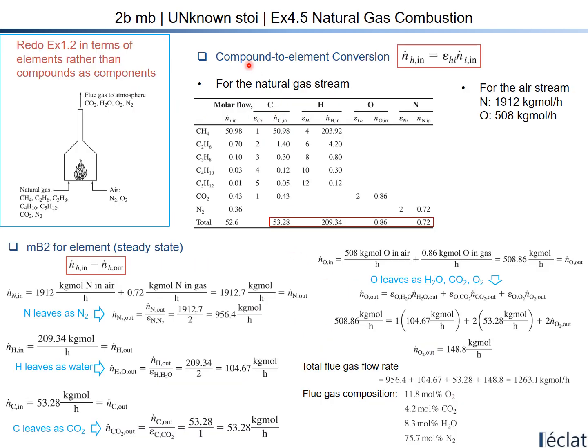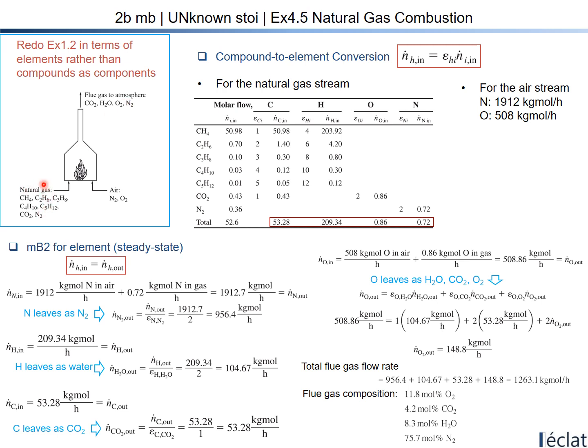Here is an example of the unknown stoichiometric coefficients problem. Example 4.5, natural gas combustion. We went back to the furnace, and natural gas is introduced into the furnace in input stream number 1, and in input stream number 2 we have two compounds, air: nitrogen and oxygen. And then in the output stream we have carbon dioxide, water, oxygen, nitrogen, as flue gas to the atmosphere.